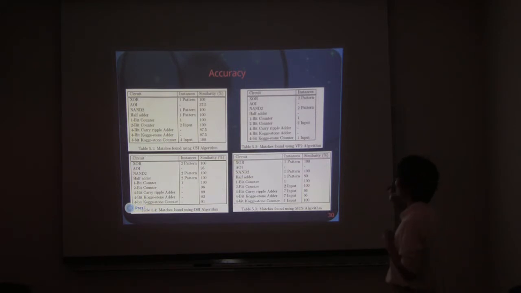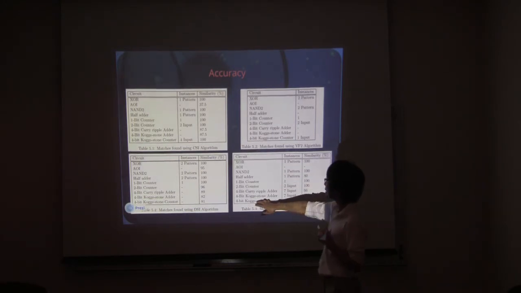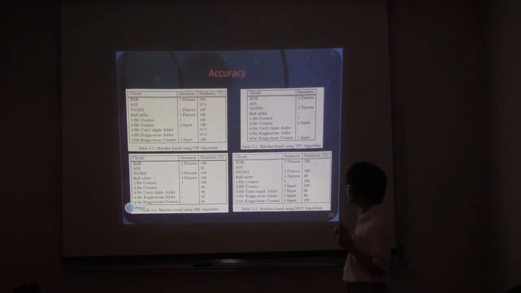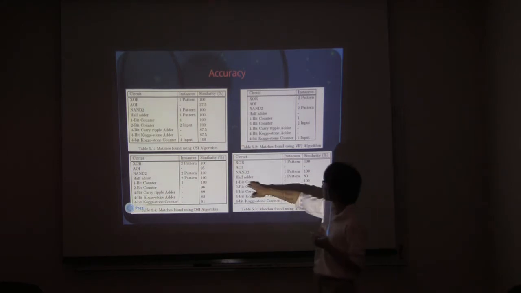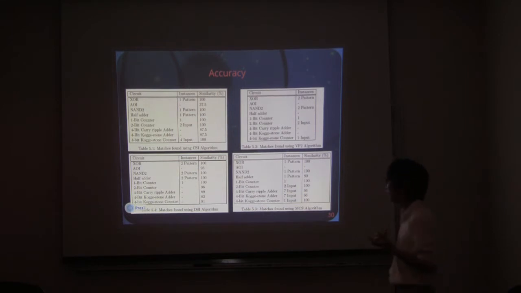Okay, yeah. So the databases used are listed under circuits. The reference circuit, or the input circuit that's used, is the 1-bit counter. For the 1-bit counter, you can see everywhere it matched 100%. It does not have a label here because it is an exact match.